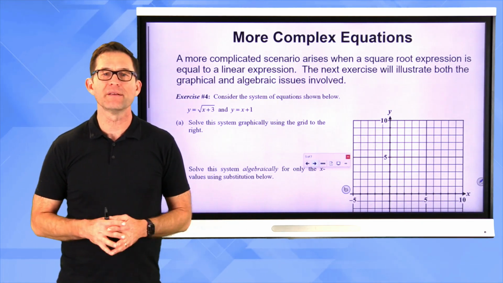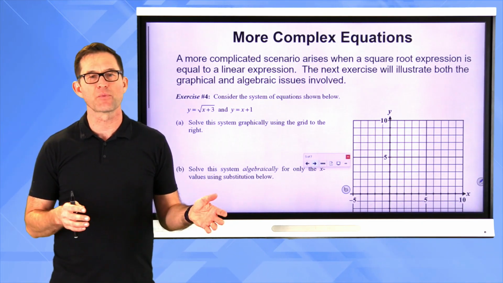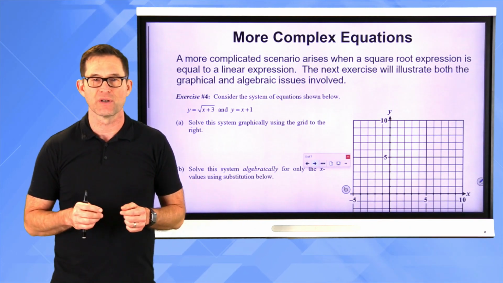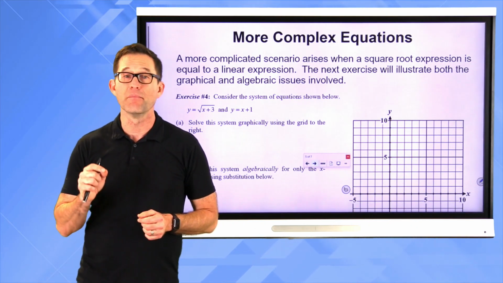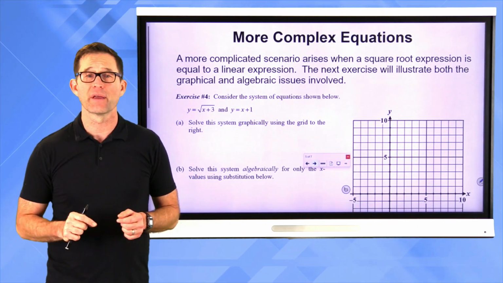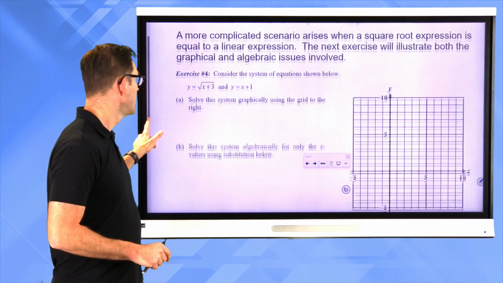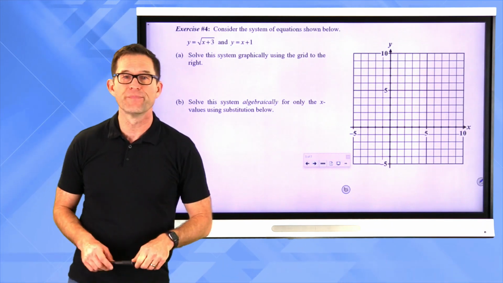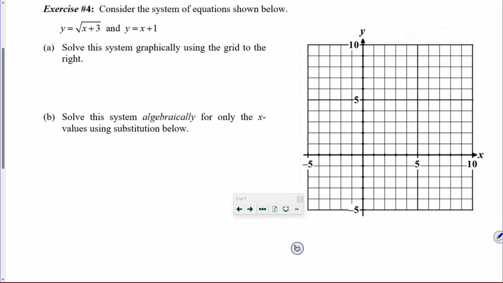More complex equations. A more complicated scenario arises when a square root expression is equal to a linear expression. The next exercise will illustrate both the graphical and algebraic issues involved. Here we go. Exercise number 4. Consider the system of equations shown below. y equals the square root of x plus 3 and y equals x plus 1. A. Solve this system graphically using the grid to the right.